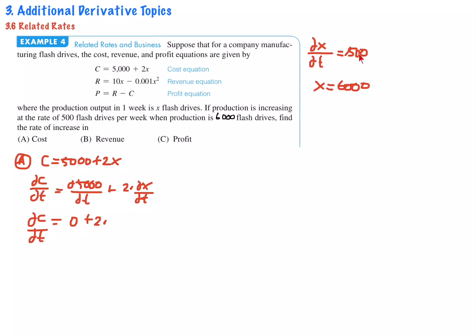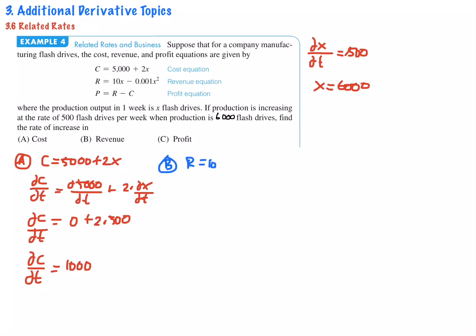We already have dx over dt, which is 500, so just put it over here, and then we'll get dc over dt is 1,000. So it means that by the increasing of the production's 500 flash drives per week, we'll have a cost increasing also by $1,000 per week. Okay, let's do B.